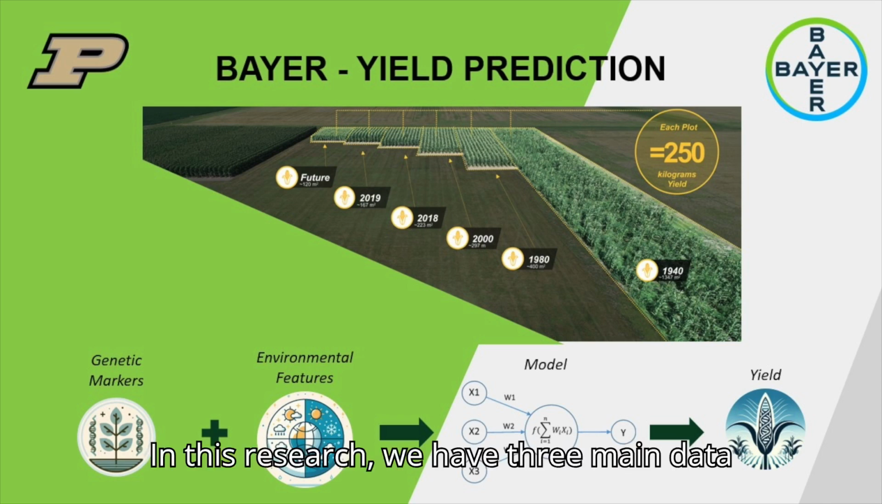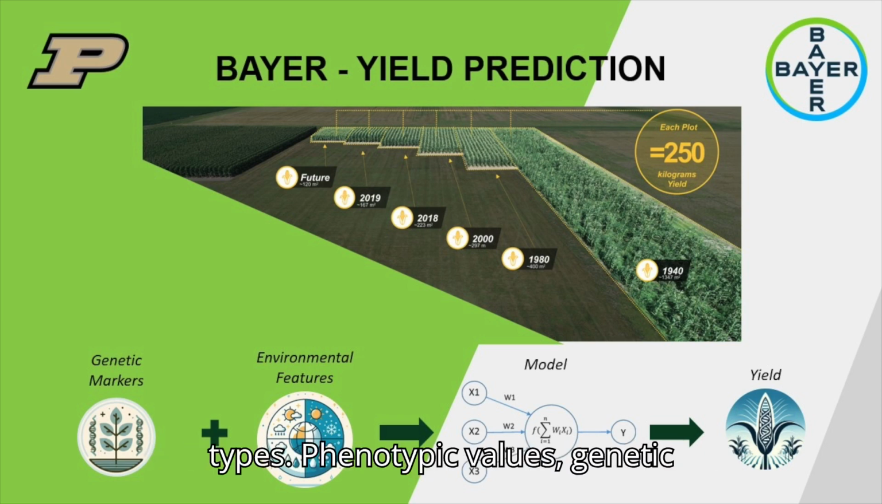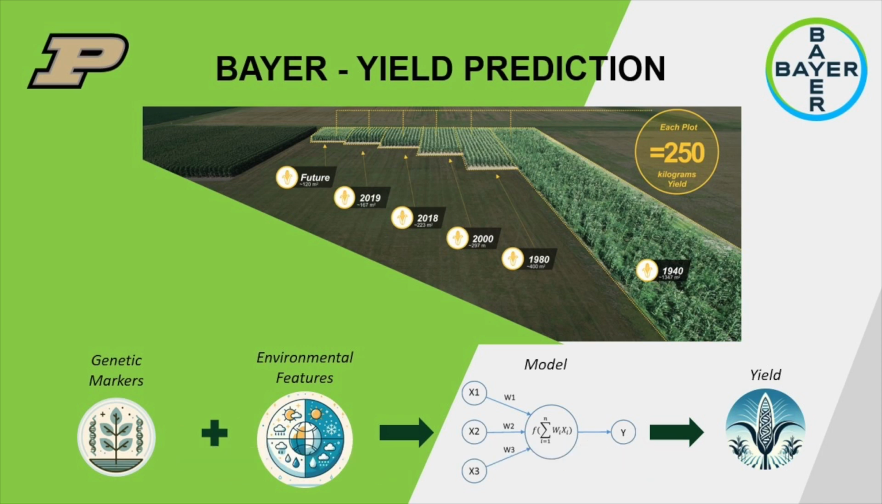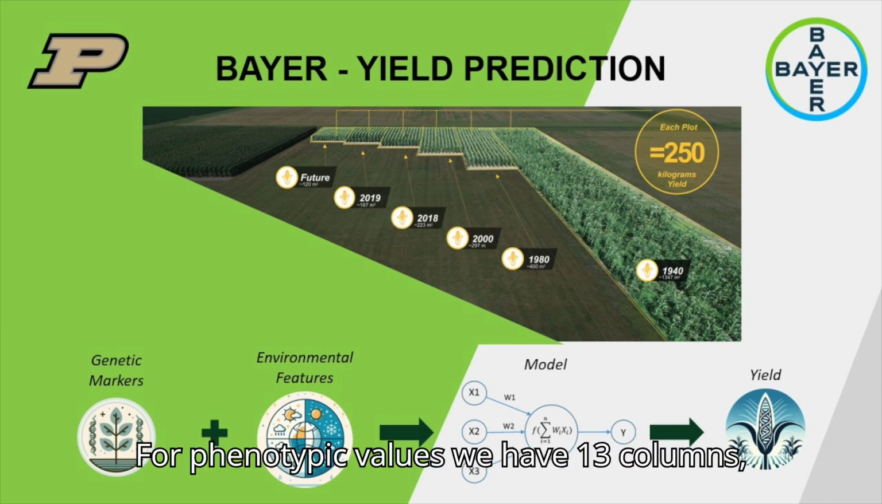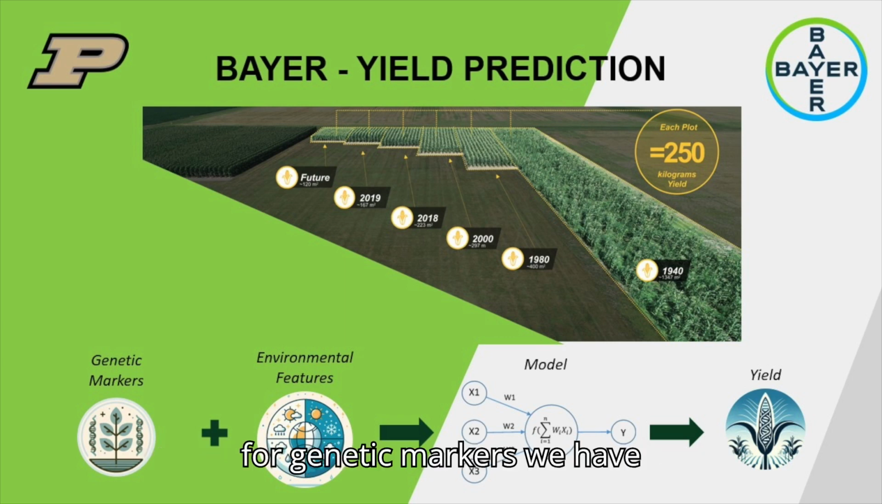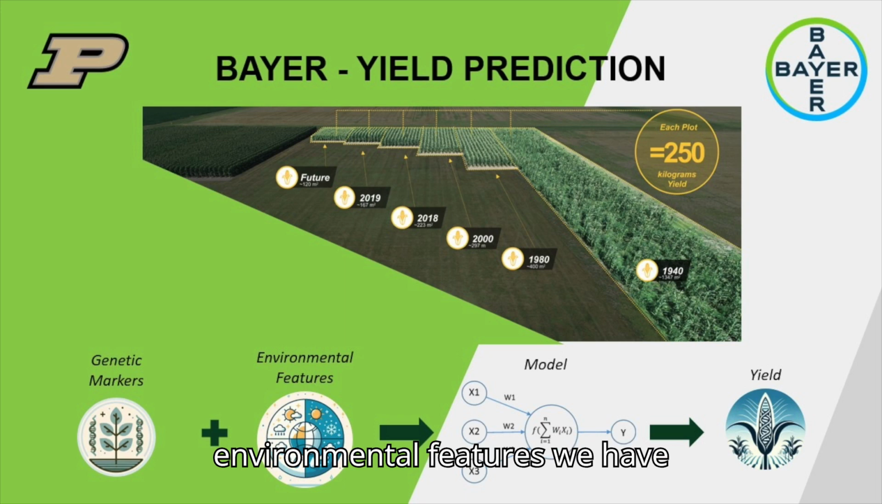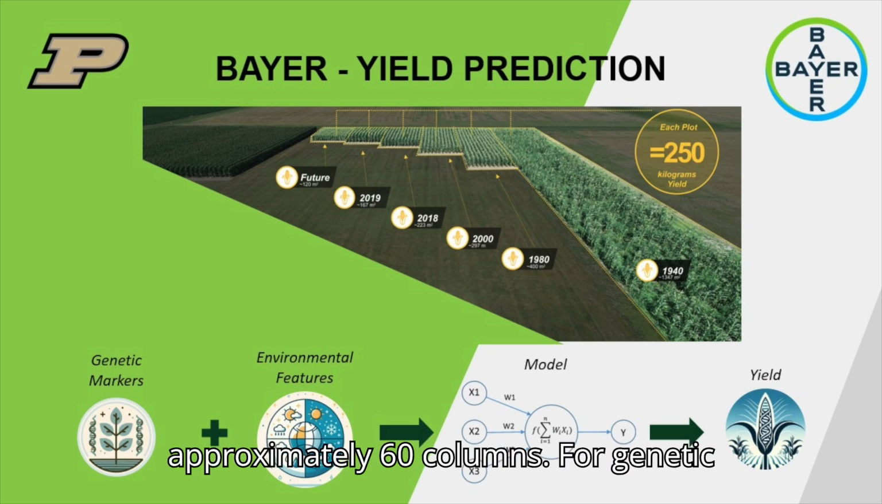In this research, we have three main data types: phenotypic values, genotypic markers, and environmental features. For phenotypic values, we have 13 columns. For genotypic markers, we have approximately 3,000 columns. And for environmental features, we have approximately 60 columns.